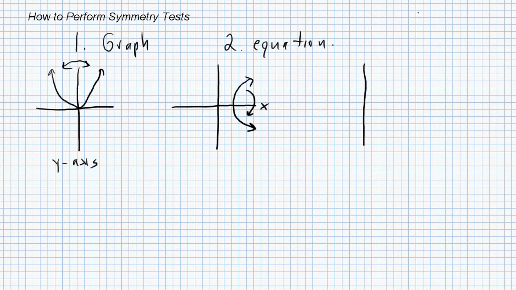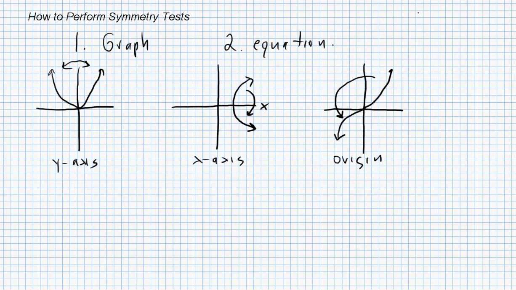And the third is origin symmetry, and I'll label this x-axis there. The kind of graph I gave you was a typical one that would look maybe something like that, or at least an example of one, where we could rotate the graph 180 degrees around the origin, and it would look exactly the same. We wouldn't be able to tell the difference.